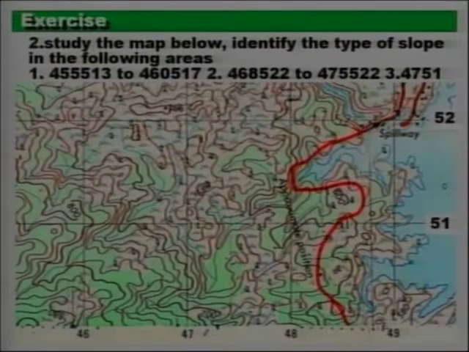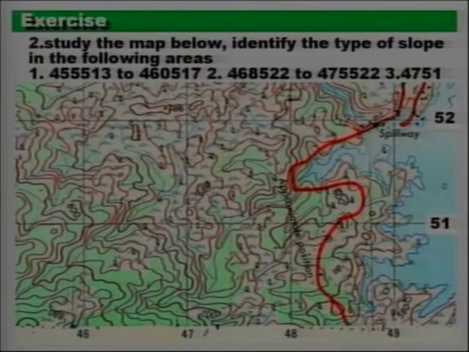My answer is gentle. Okay, good. Very good. Actually, I will agree with you that the slope there in that square 4751 will be gentle slope. The reason why I am not accepting a uniform slope is that if you look carefully in that grid, the contours are not the same distance apart. Some of them are a bit closer, some of them are a bit further apart.